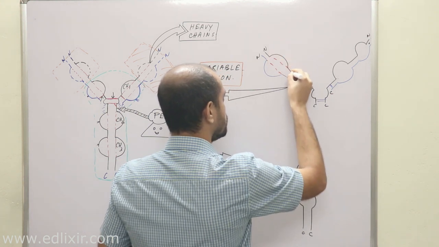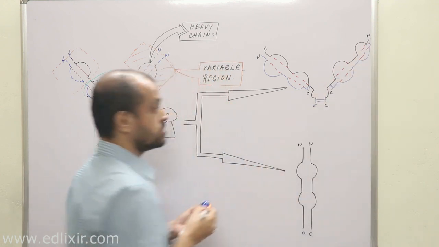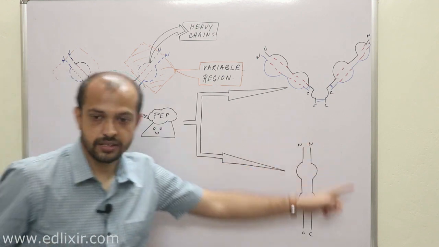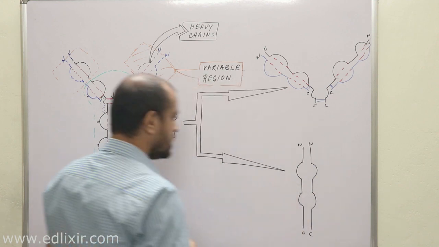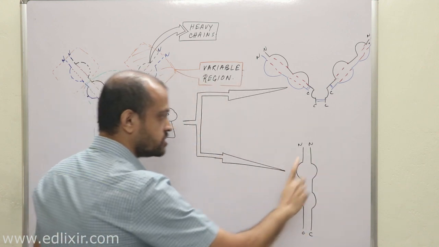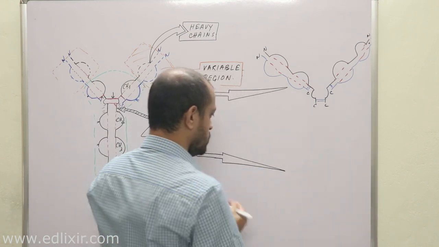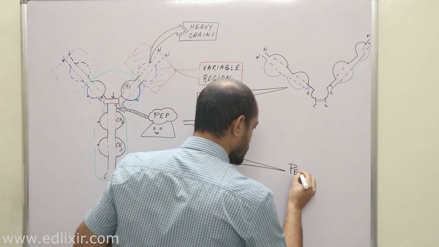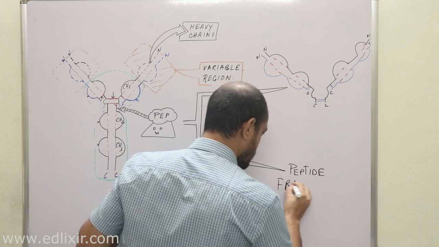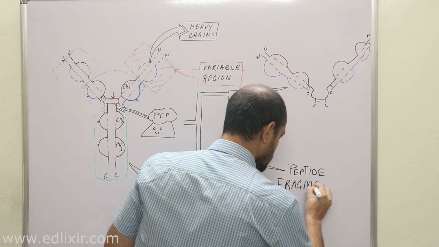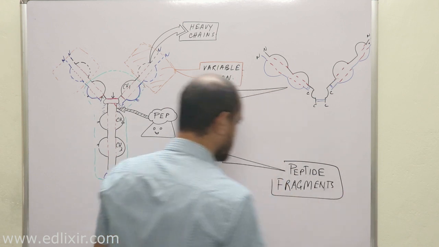Now listen with all your attention. If this is your concept about immunology, then you need to rethink it. Why? You will not be getting this portion. What you will get is peptide fragments. That means pepsin will attack this portion again and convert it into small fragments. That means you will not be getting anything like this. You will be getting peptide fragments.